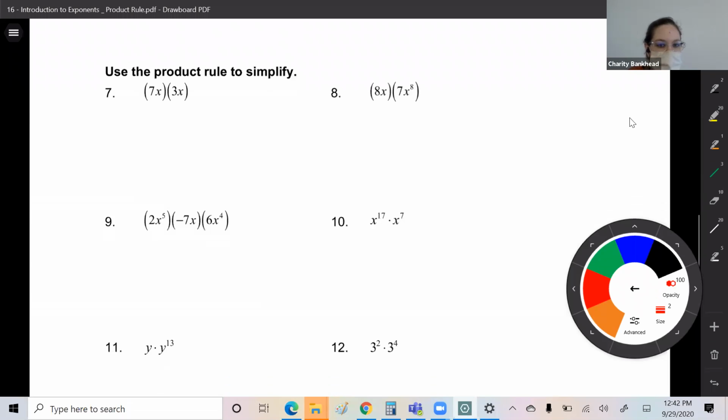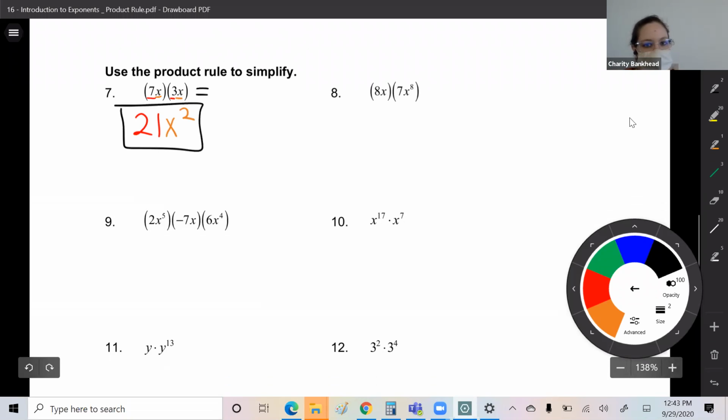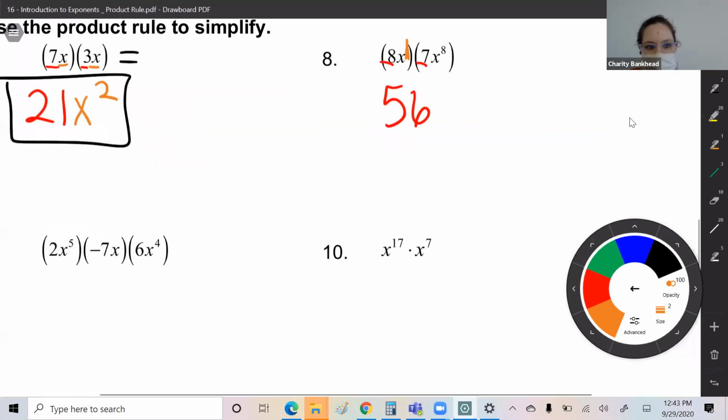7x times 3x. So 7 times 3 would be 21, and x times x would be x squared. So that's 21x squared. And then number 8, 8 times 7 is 56. And then x is the same thing as x to the power of 1. So there's like an invisible power of 1 there. And so 1 plus 8 would be 9. So that would be x to the power of 9.